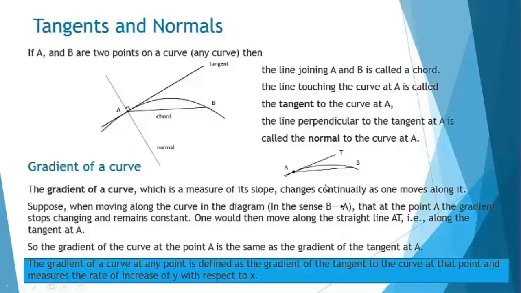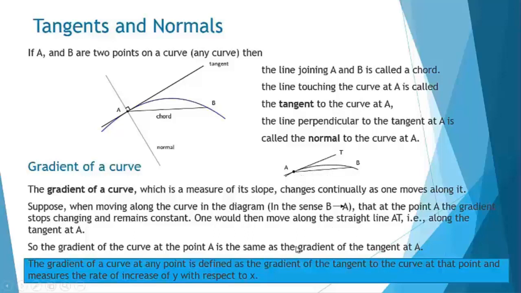So if you look at this diagram over here, AB is the chord and AT is the tangent. We can find the gradient of a curve by the rate of increase of y with respect to x. So we can take any 2 points on the curve and find the gradient. If we consider 2 points, A and B, and B moves towards A, B changes its position. Once it reaches A, B becomes A.